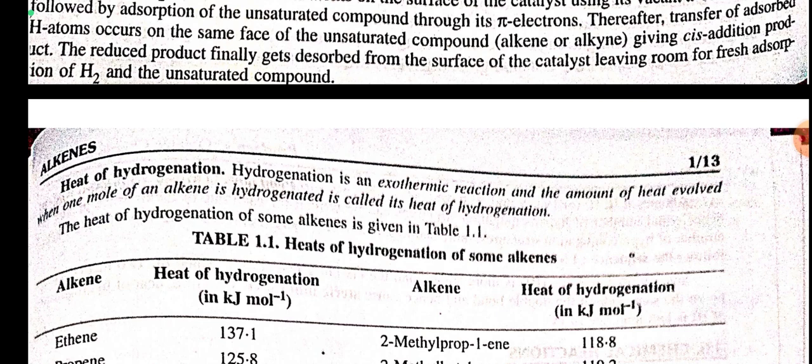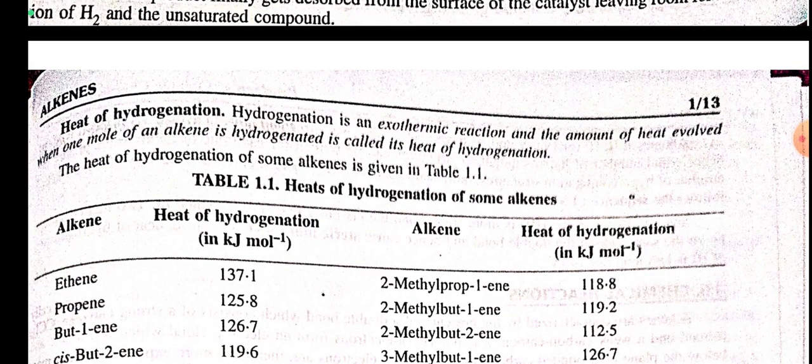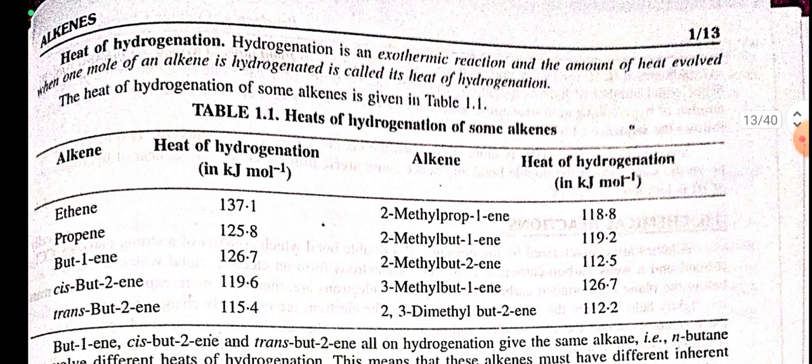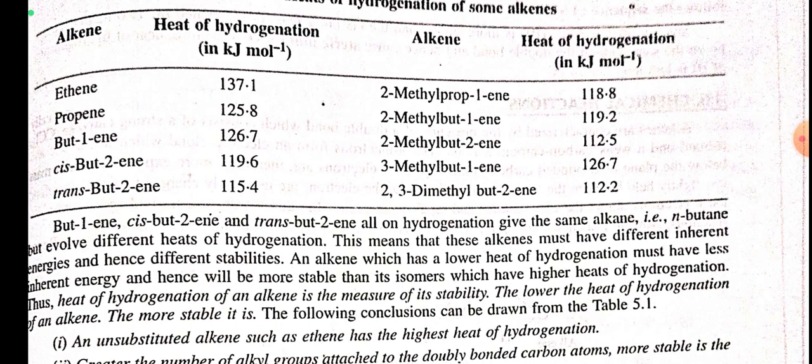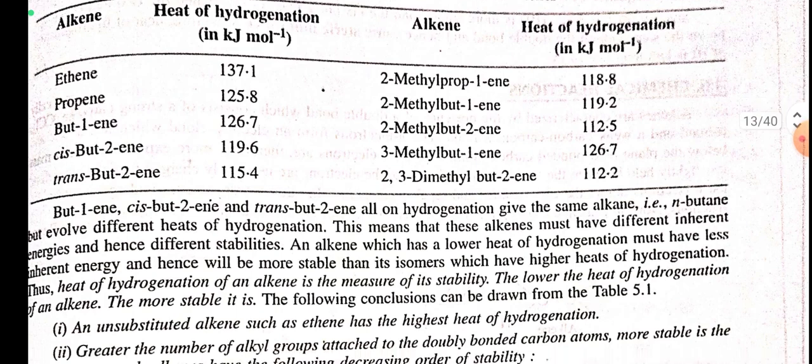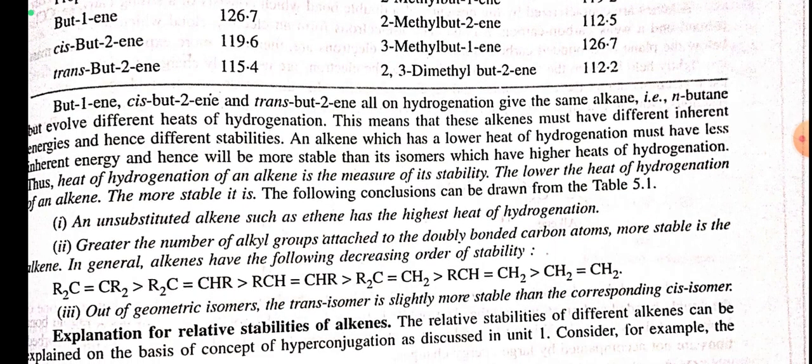Heat of hydrogenation. Hydrogenation is an exothermic reaction and the amount of heat evolved when 1 mole of alkene is hydrogenated is called heat of hydrogenation. But-1-ene, cis-but-2-ene, trans-but-2-ene, all on hydrogenation give the same alkane, butane, but evolve different heats of hydrogenation. This means that these alkenes must have different inherent energies and hence different stabilities.